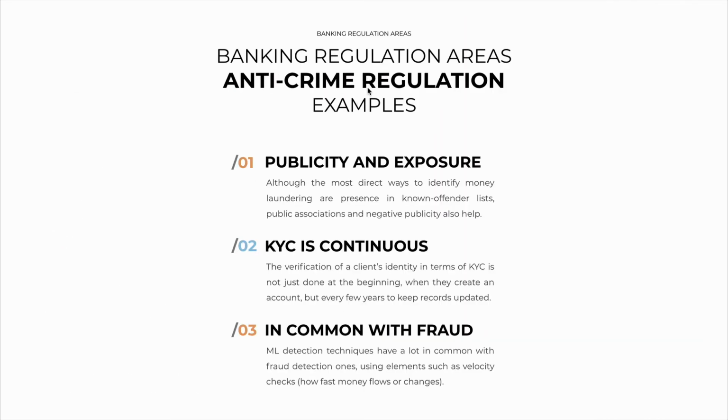What are some examples here? The first is publicity and exposure. By this I mean, although the most direct ways to identify money laundering are someone being present in a list of known offenders, naturally, or being a politically exposed person, or a sanctioned person, it's important to note that just public associations and negative publicity also help. If you're a politician with a completely clean record, but suddenly there is bad publicity about you being associated with criminals, and you receive the transfer of a higher value than normal, that is immediately reported.